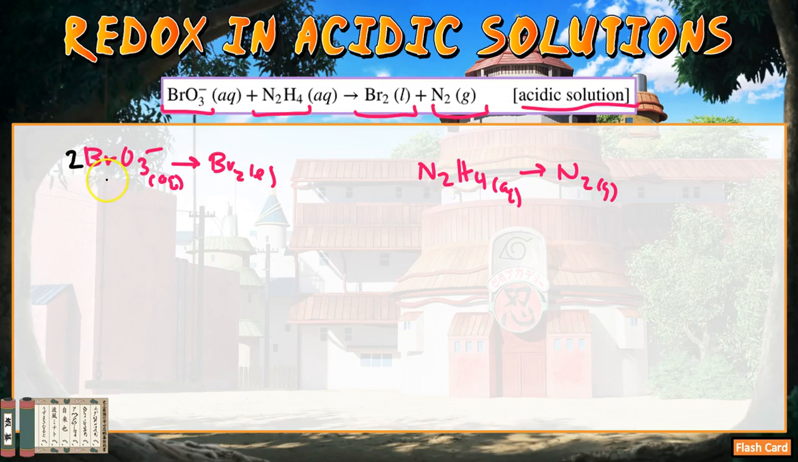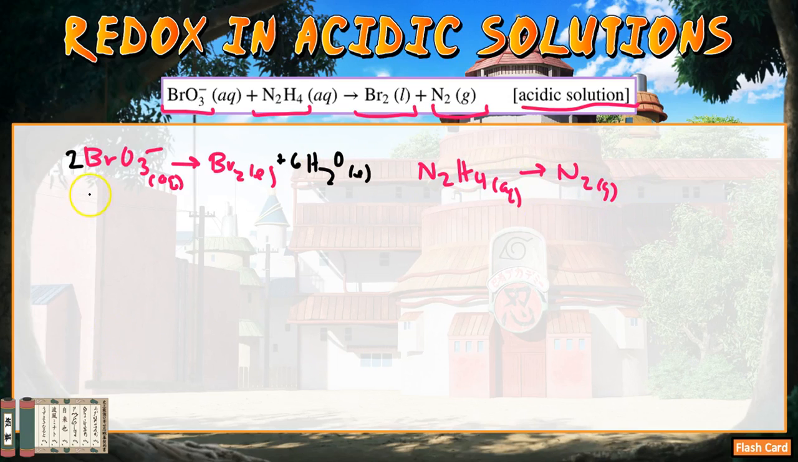Next, it tells us to balance oxygen atoms by adding water molecules. So over here, we have 6 oxygen atoms, because 2 times 3 is 6. So we have to make sure that we add 6 water molecules on our product side. Over here, we don't have any oxygen atoms, so we don't have to worry about anything.